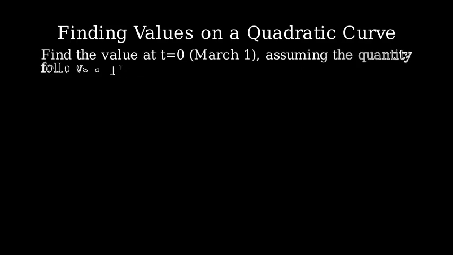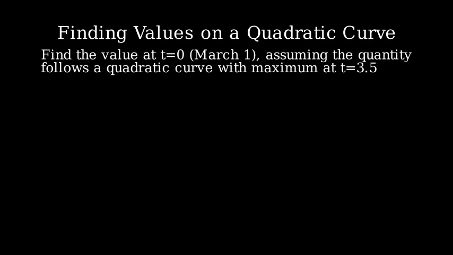Welcome to this DSAT Math Module 2 lesson. Today, we're going to solve a problem involving quadratic functions. Here's the problem. Find the value at t equals 0, which is March 1st, assuming the quantity follows a quadratic curve, whose maximum occurs at t equals 3.5.